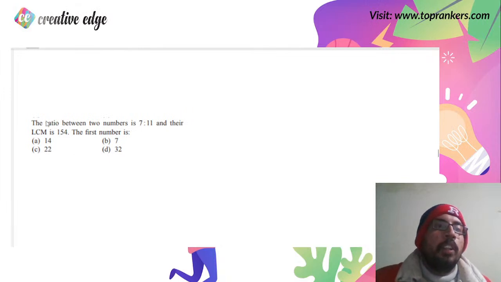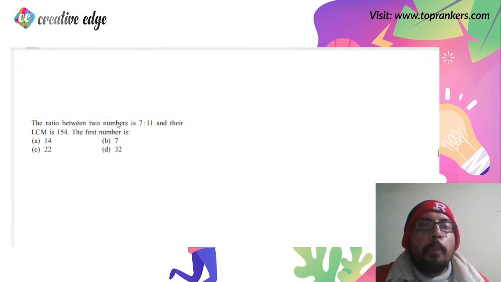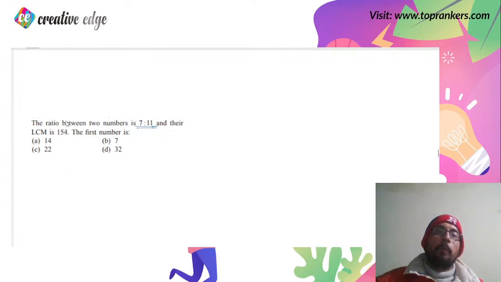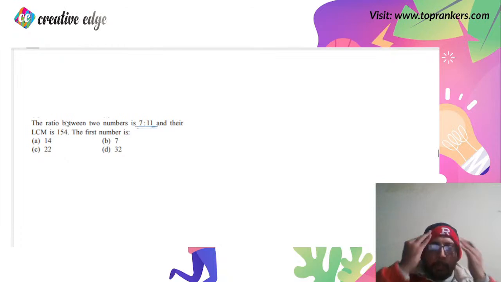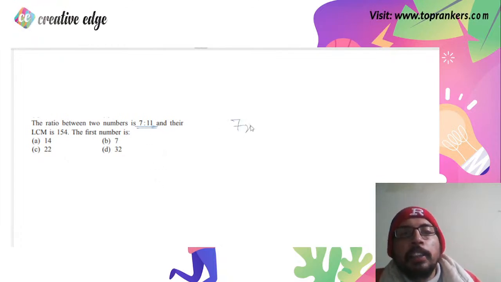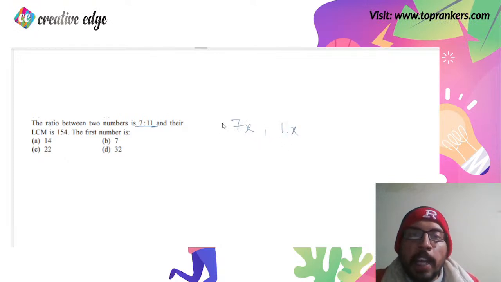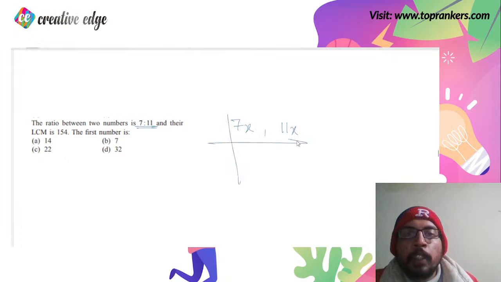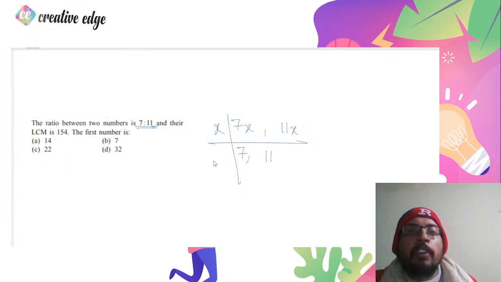I have the ratio between two numbers as 7:11 and the LCM is 154. I have to find the first number. Now I assume that my numbers are 7x and 11x. Now if I were to take the LCM of these numbers, x is common to both the numbers. I will be dividing by x first. So I would be doing 7 and 11.